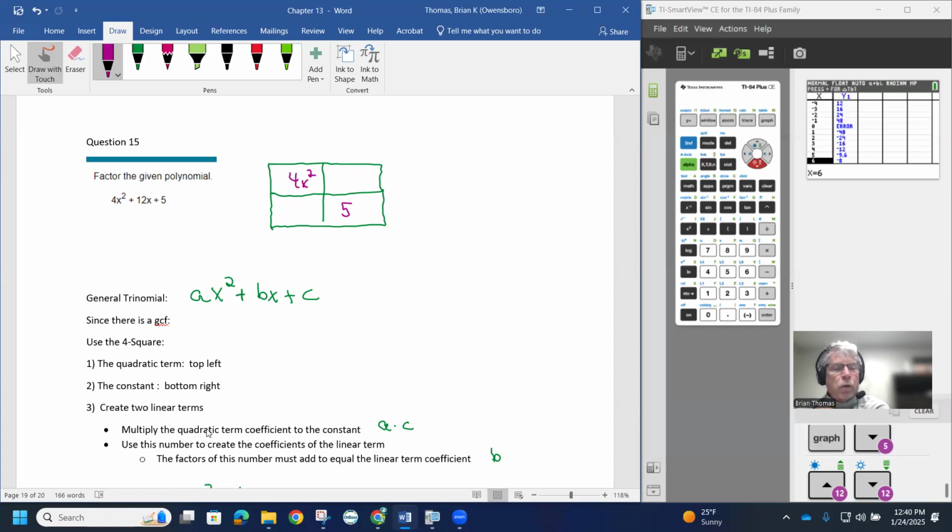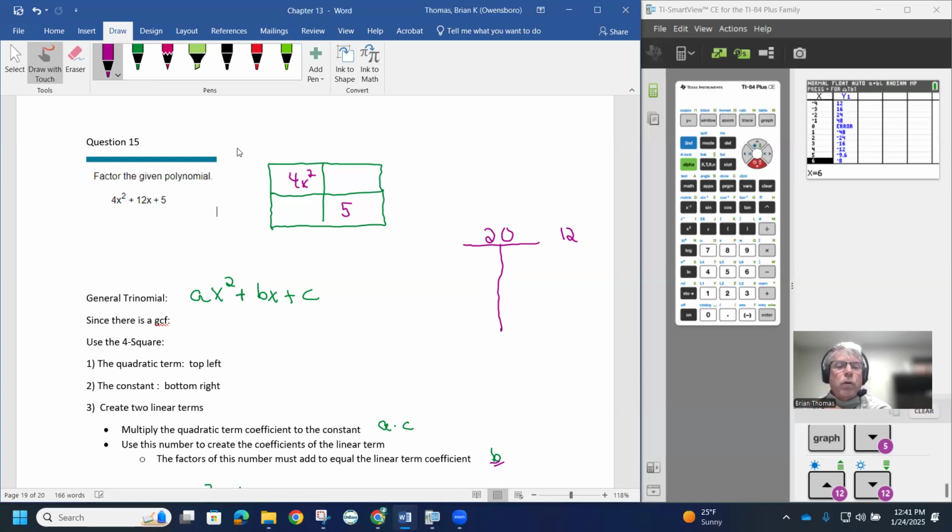The way we do this is we multiply the quadratic term coefficient to the constant. In other words, a times c. So 4 times 5 is going to give us, wow, a 20 again. Interesting. Sorry about that. I thought we'd get a different example there, but we still get 20. Now the catch is we're going to use this number to create the coefficients of the linear term. So the factors of this number must add up to equal the b, the number in front of the x. That's the linear term coefficient, the 12. So they have to add up to get a 12.